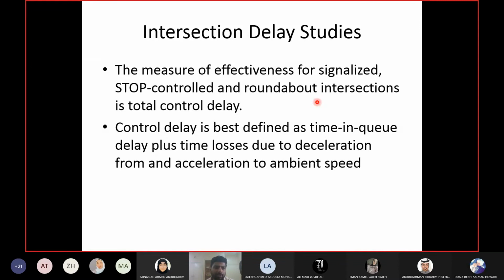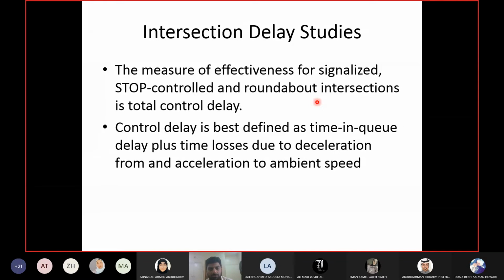Now, why is delay important for intersections? Because delay is a measure of effectiveness of the control device you are using at the intersection. These control devices can be signals, roundabouts, stop signs, or any other thing. A control device will be considered more effective if it is causing less delay. All control devices cause some delay. This is for sure. This is by default.